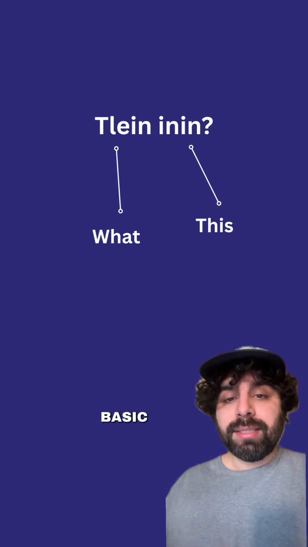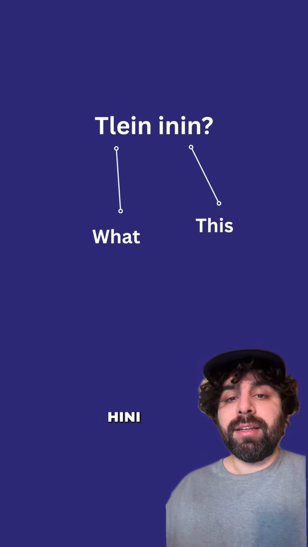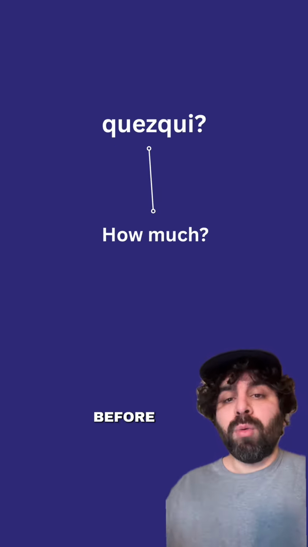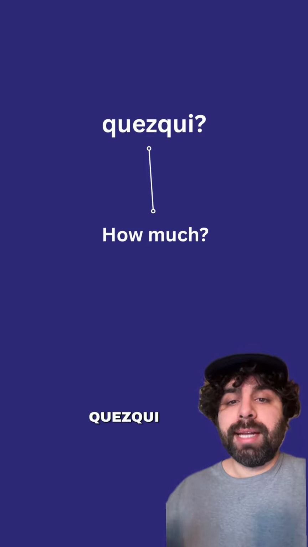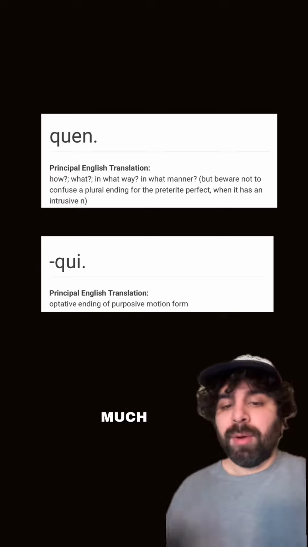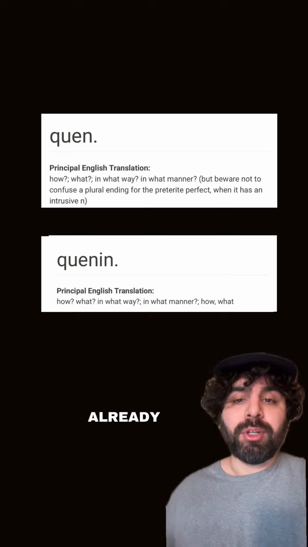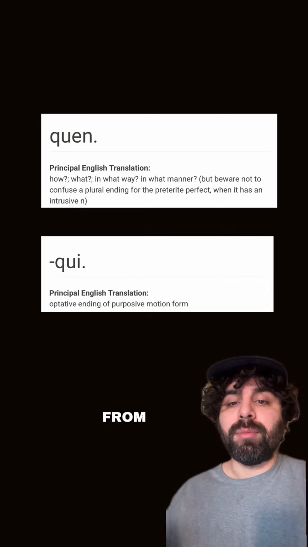Then there are some basic questions that we can use, like tlien inin. We've already learned that tlien is what, so what is this? And then we've learned before that gen is for how, so quesqui is going to be how much. Right, and the more that we learn these kinds of things, the more that we revise and review some things we've already learned before. So quesqui is going to come from gen qui.